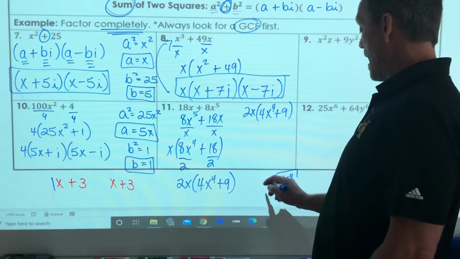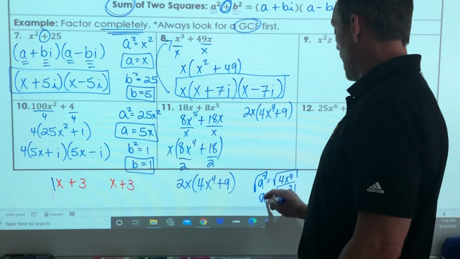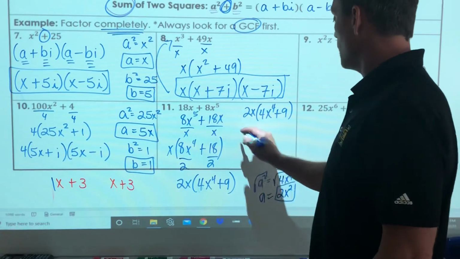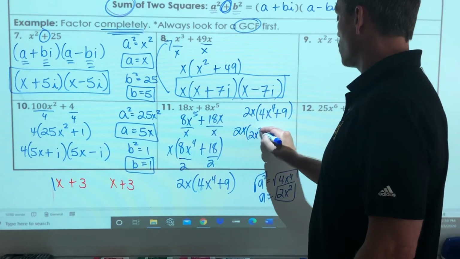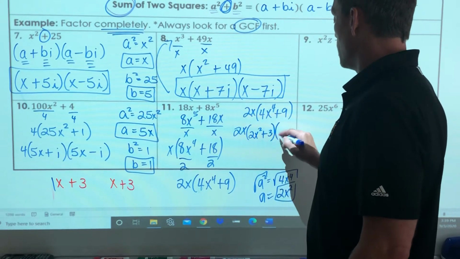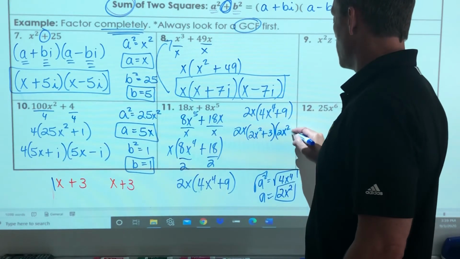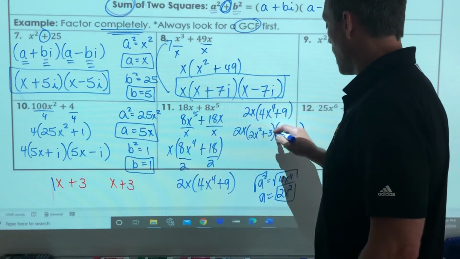That's our a. A squared equals, so a equals 2x squared, plus the square root of 9 is 3. 2x squared, square root of 9 is 3. What did I do wrong? i.